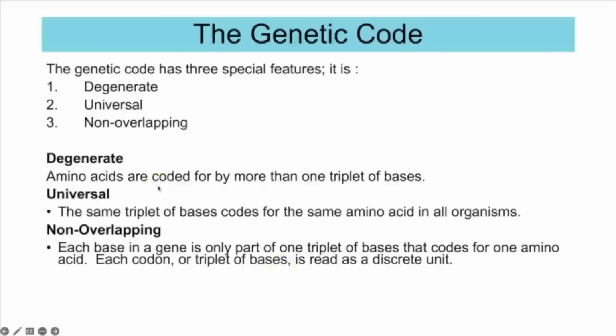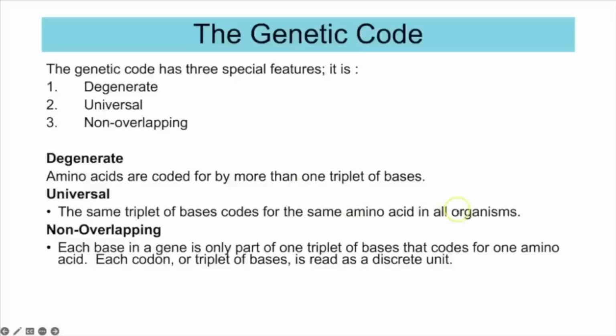Now the reason these different properties are advantageous are, first of all, the fact that the genetic code is degenerate means even if a gene mutation occurs, changing one of the bases in a triplet, it might mean it still codes for the same amino acid, and therefore the mutation would have no impact on the final sequence of amino acids in the polypeptide chain, and therefore the protein shape and function.